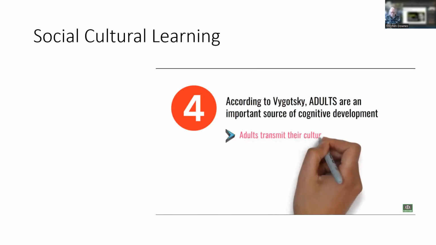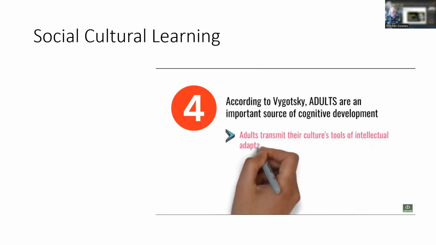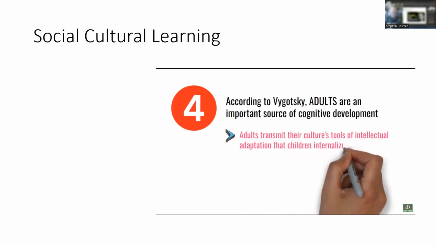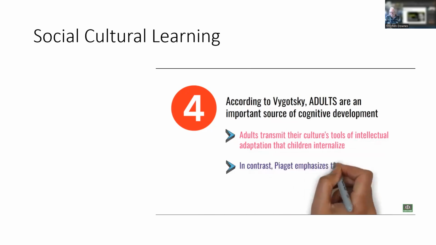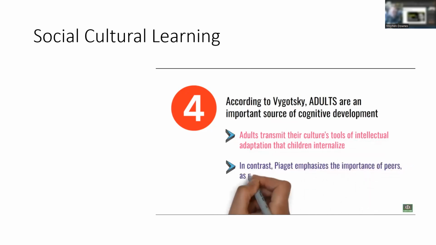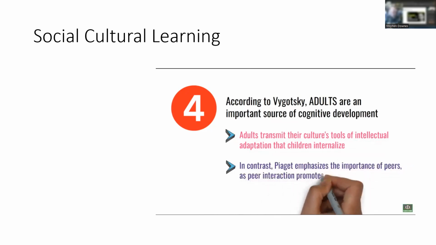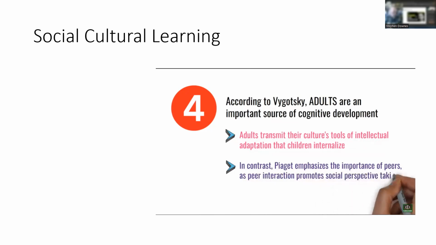Adults transmit their culture's tools of intellectual adaptation that children internalize. In contrast, Piaget emphasizes the importance of peers, as peer interaction promotes social perspective taking.